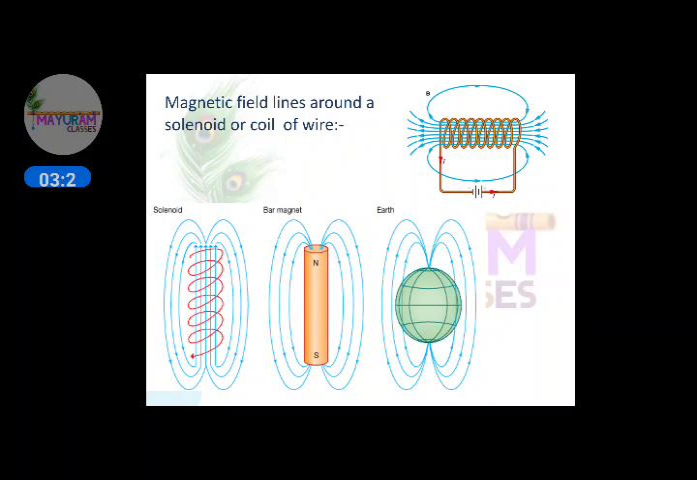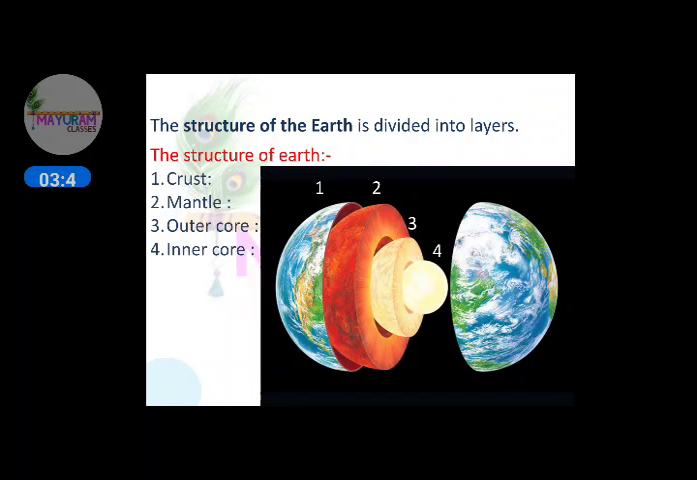The magnetic field produced by a solenoid or coil of wire is very similar to the magnetic field of a bar magnet. And a bar magnet has two magnetic poles, north and south pole. Earth also has a magnetic field that has a shape similar to a large bar magnet, as you can see in the picture. The earth is made up of four different layers: crust, mantle, outer core and inner core.